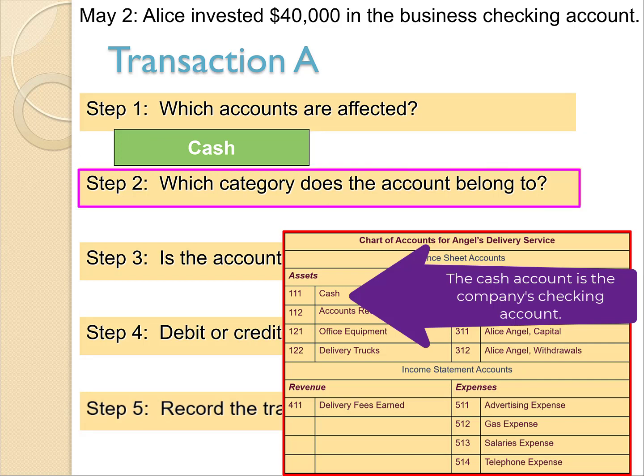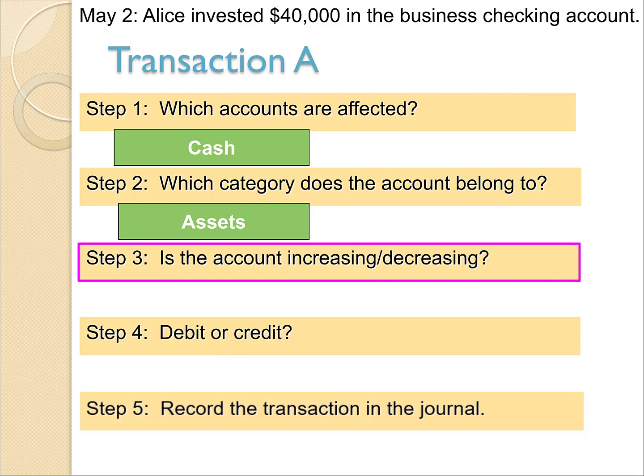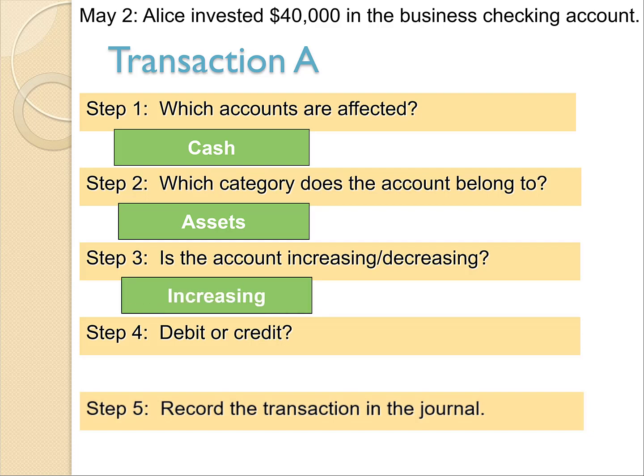For the cash account, let's figure out step 2. What category does the cash account belong to? In other words, is it asset, liability, revenue, etc.? Well, obviously that's an asset. So step 3, and this is the step that a lot of students tend to skip, and I'm not sure why. This is a critical step. We need to figure out, is cash going up or is it going down for the business? Well, for the business, the cash is going up.